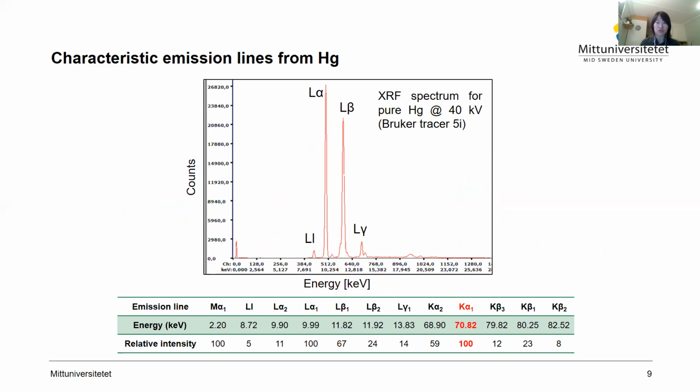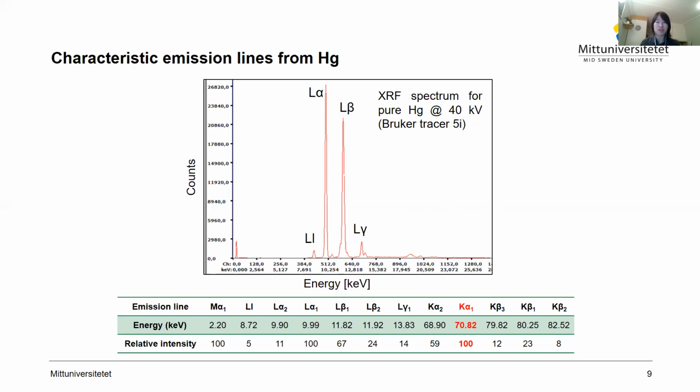In this spectrum, each peak corresponds to a characteristic emission line from mercury, and the table below lists all the possible X-ray transition lines of mercury. The strongest line in each shell is assigned a relative intensity of 100.